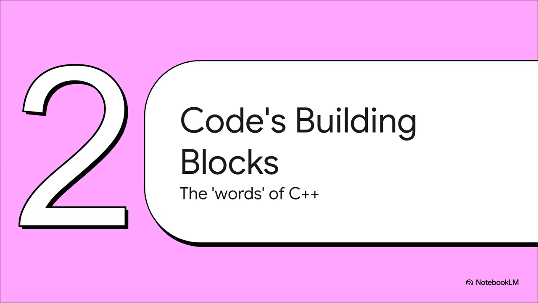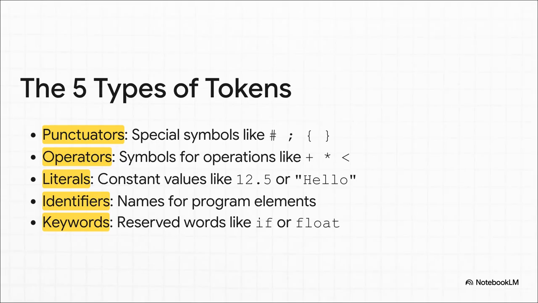Okay, so we've seen the overall structure, the skeleton of the program. Now let's zoom way in. Let's talk about the smallest individual pieces of the language. If a program is a sentence, these are the actual words, the punctuation, the grammar. In the programming world, we call these tokens. And here's the cool part. Every C++ program is just built from 5 basic types of these tokens.